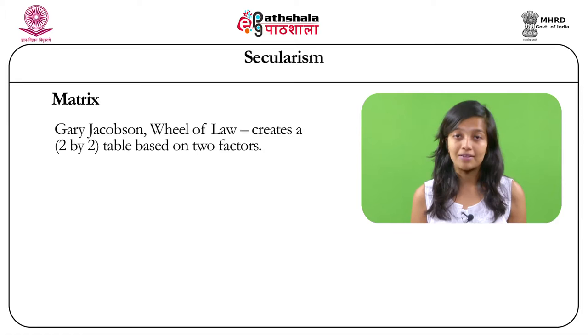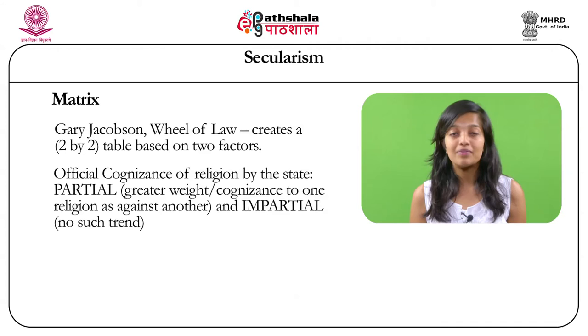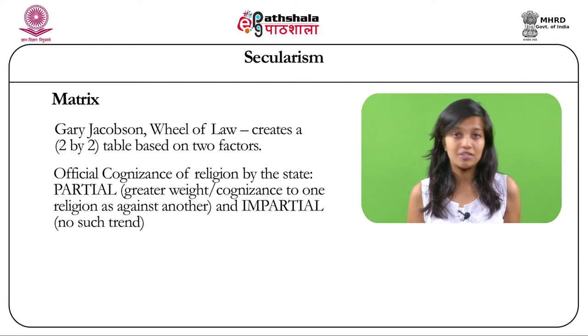The first factor is, what is the official cognizance of religion that a state provides? In a situation where there is a partial official cognizance, the state would be giving greater weight or cognizance to one religion as against another. This would encompass situations where, for instance, a state has an official religion or an official institution that it regards as being the guiding religious institution of that particular state. A case of impartial official cognizance of religion would be a situation where a state does not have an official religion or doesn't provide cognizance to any one religious group.